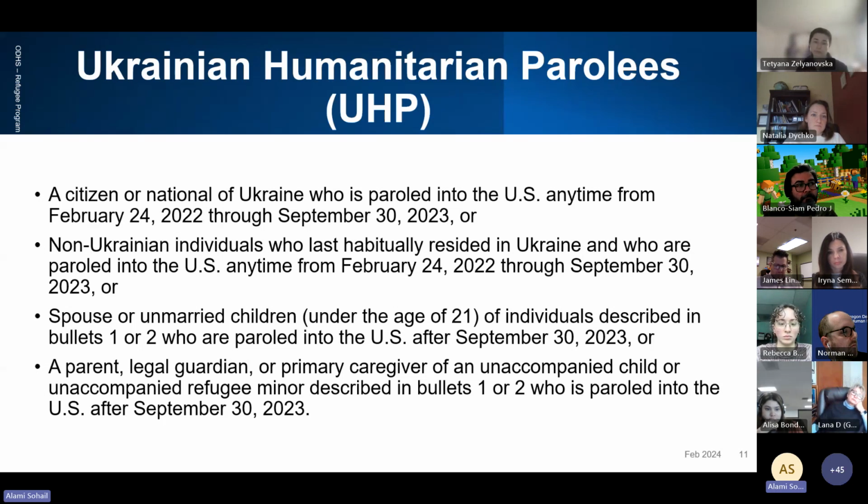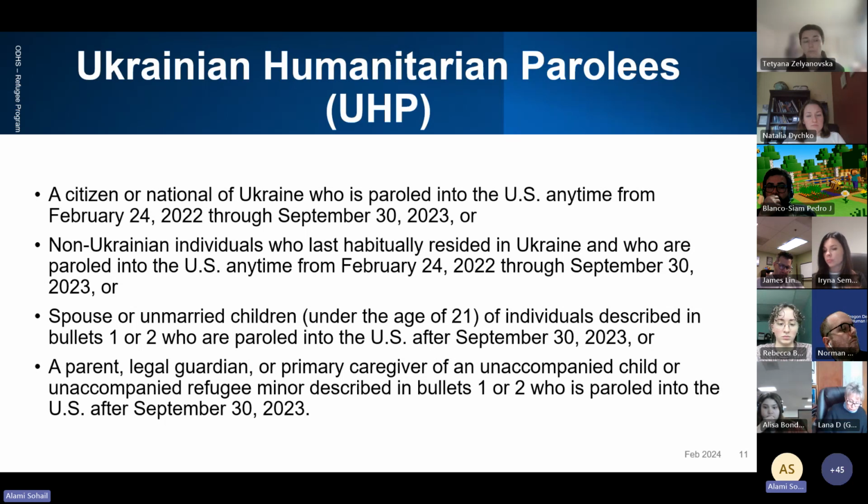Again, really important to keep an eye out for those dates, because if somebody arrived after September 30th of 2023, they would not be an eligible Ukrainian humanitarian parolee, unless they are a spouse or an unmarried child of somebody who arrived earlier as a UHP during that time frame, or they are the parent or legal guardian or primary caregiver of an unaccompanied child or unaccompanied refugee minor who was paroled earlier during that time frame, and they are coming in later on to join that family member here.